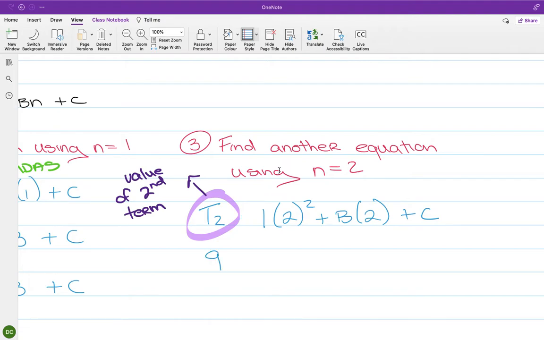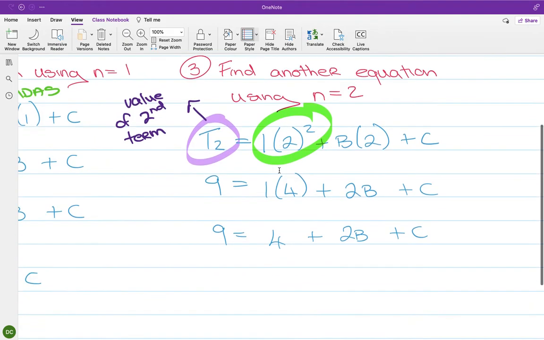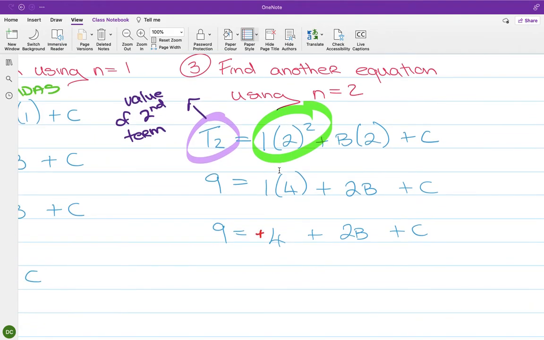Sorry, I don't know why I had a plus there, equals. So again, same logic applies here. We do the indices first. So it's 1 by 4. B by 2 is 2b, and then plus c. So 9 equals 4 plus 2b plus c. And then again, letters on one side, numbers on the other. So my plus 4 I'll get rid of with a minus 4. Minus 4 on this side. So 5 equals 2b plus c.